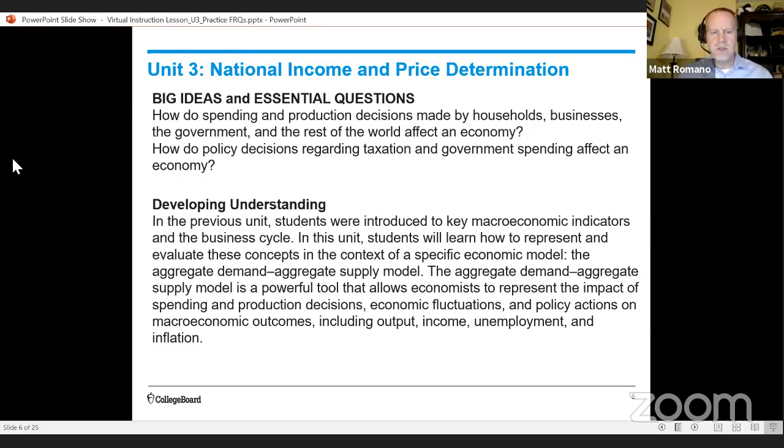So this developing understanding statement says it right here. The ADAS model is a powerful tool that allows economists to represent the impact of spending and production decisions, economic fluctuations, and policy actions on macroeconomic outcomes, including output, income, unemployment, and inflation. So there it is right there. It's connecting the dots between the data from Unit 2 and all those economic goals and concepts that we've been talking about, the big picture of an economy.